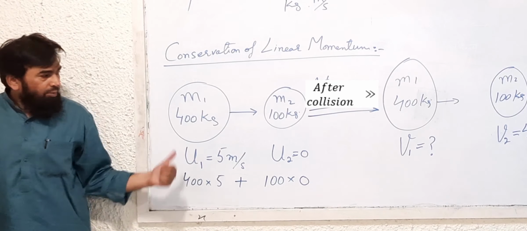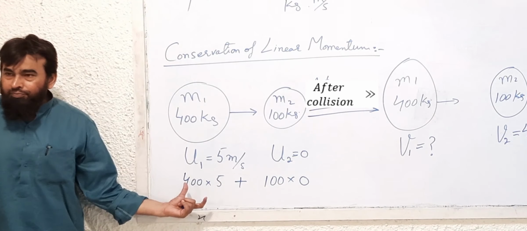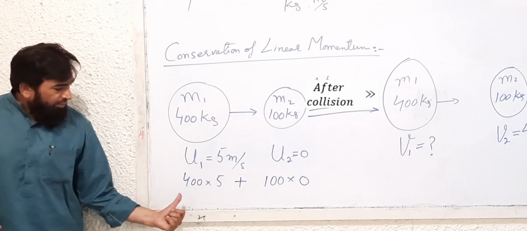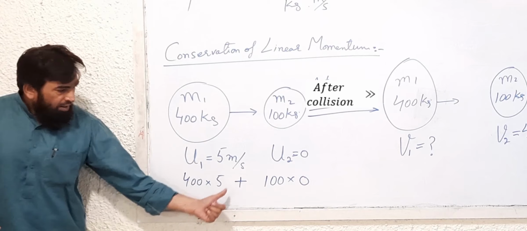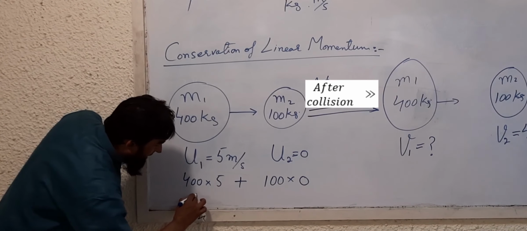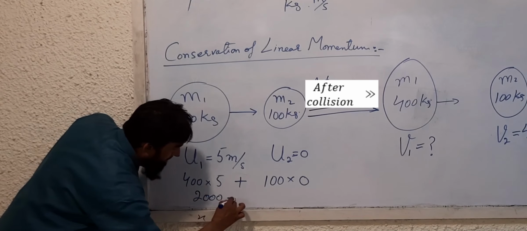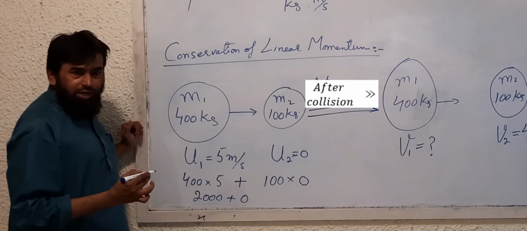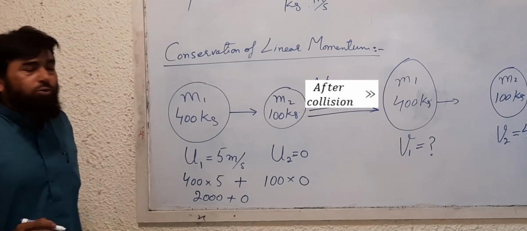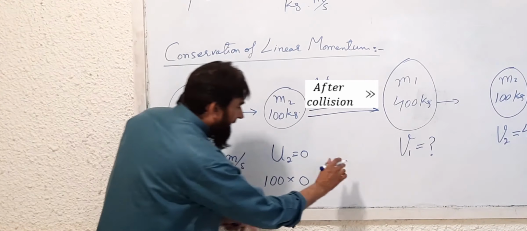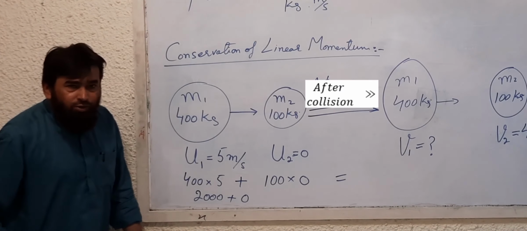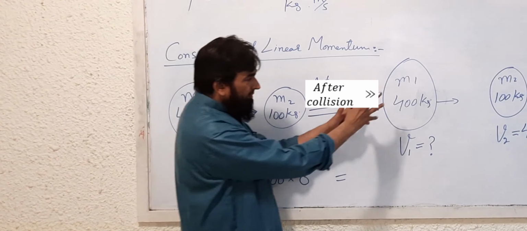Okay. So this is the momentum before the collision, by multiplying each mass with its respective velocity. This body is moving with 5 meter per second velocity, so multiply the mass and velocity, plus the momentum of this body. So here you can find out 5 fours are 20, 2000 plus 0. Okay. Now here, as I told you, according to the law of conservation of momentum, the momentum before the collision must be equal to the momentum after the collision. So find out the momentum.